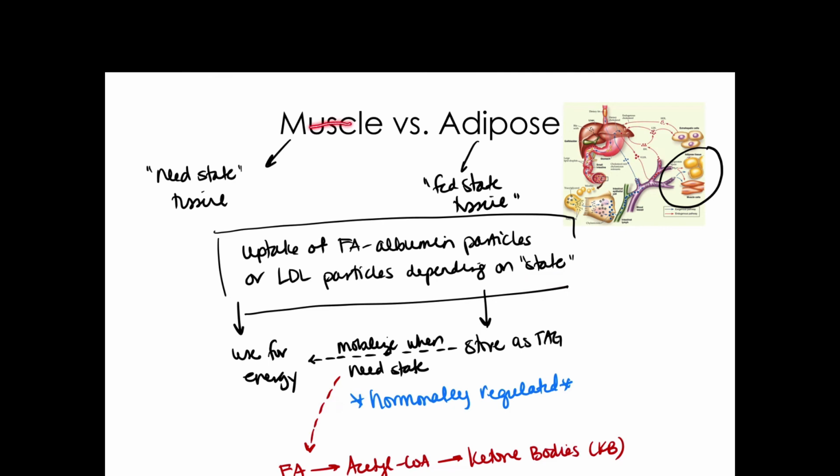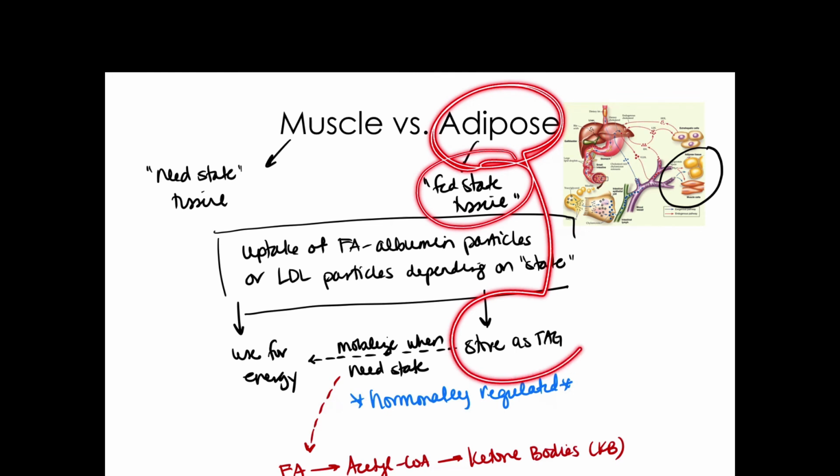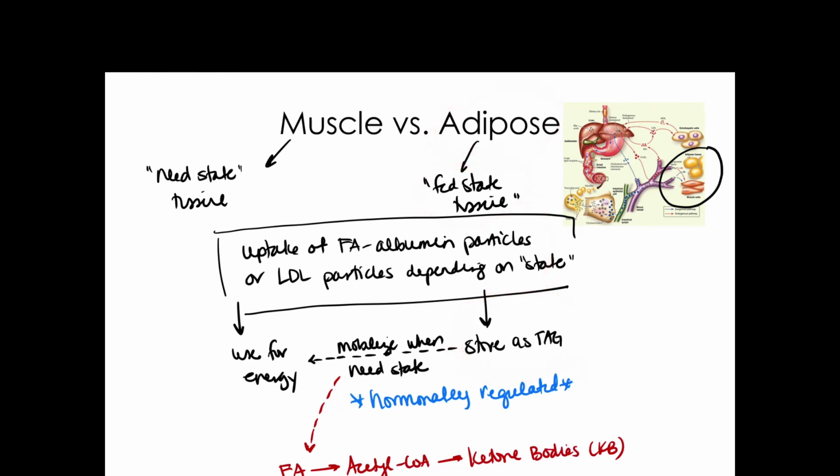Again, if we are taking things up by muscles and we're in a need state, we're going to use those fatty acids for energy, and that's going to be the beta oxidation process. If we are in a fed state and we're delivering those fatty acids to adipose tissue, that means we're going to be storing them as triglycerides.